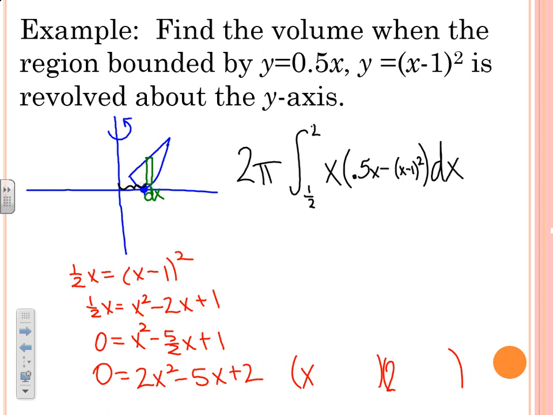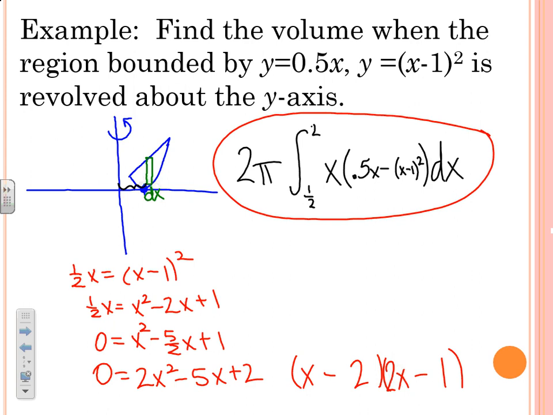x times 2x minus 2 minus 1, 1/2 to 2 are our limits of integration. It's actually really nice to factor. Okay, so here's our setup.